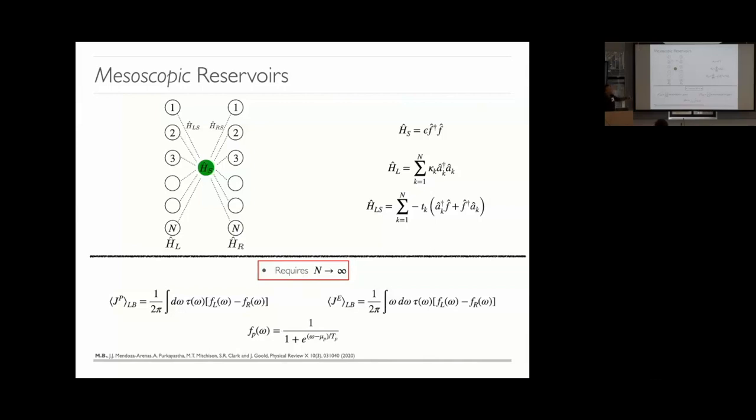What have I done? I've done nothing. I've moved from a chain to something that looks like a star via a unitary transformation. That's all I've done. You still require an infinite amount of degrees of freedom to properly describe an appropriate bath. Landauer theory still holds, and I still need an infinite amount of degrees of freedom.